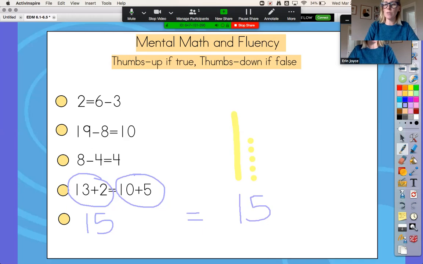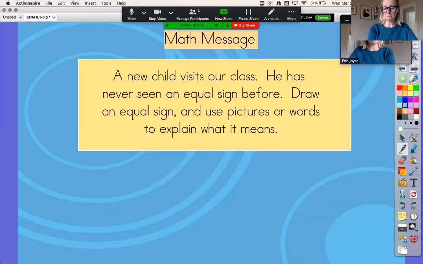All right, let's move into our work for today. Here's our math message. It says, if a new child, a big one, this might be you, visits our class, well, it says he, but we'll pretend she, has never seen an equal sign before. If you were to draw an equal sign and try to use pictures or words to explain what it means, what would you say? So take a minute right now and pretend that you're going to have this conversation with someone. How could you describe what an equal sign means?